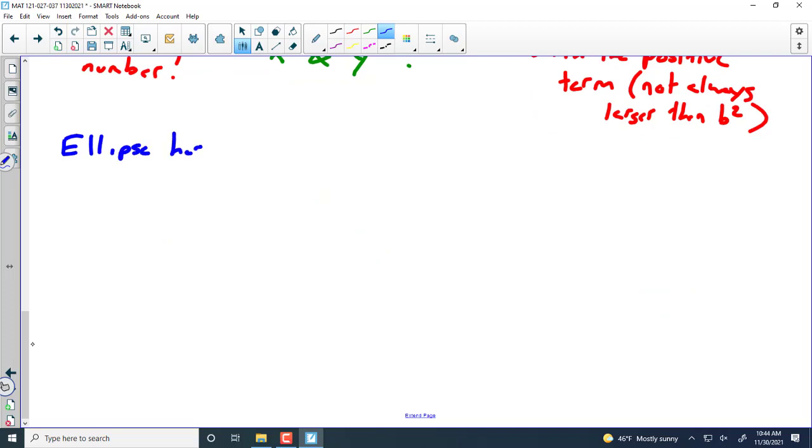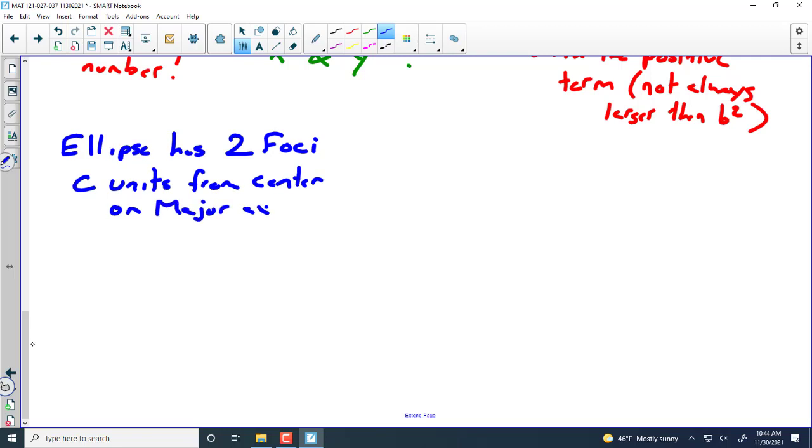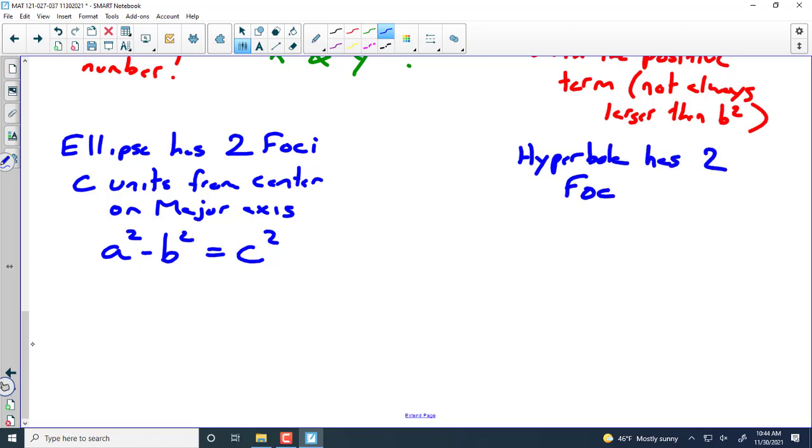An ellipse has two foci, c units from the center on the major axis, where a squared minus b squared equals c squared. A hyperbola has two foci, which we will learn more about later today.